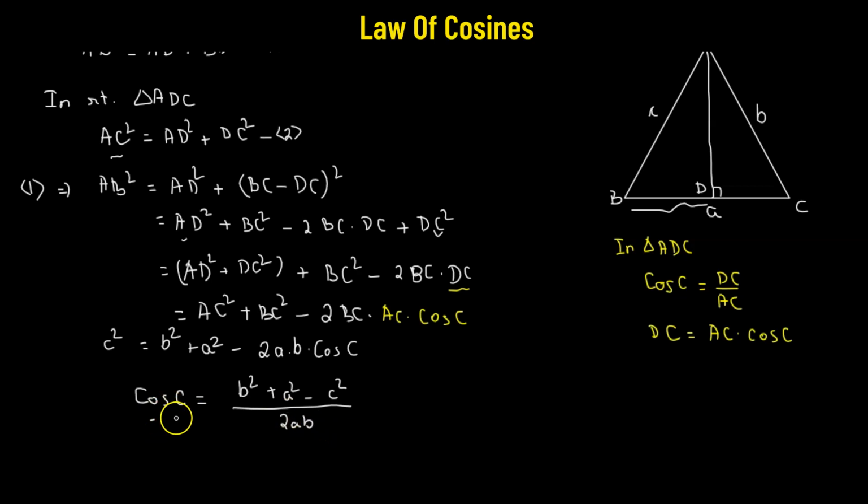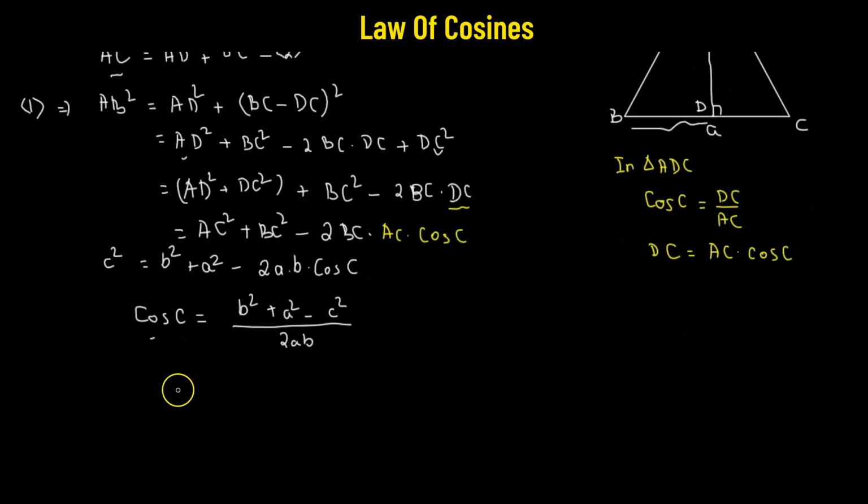So here we have defined the cosine of angle C. Similarly, we can use this method to find the value of the cosine of the other angles, which I'm leaving as an exercise for you to try out. So let me write it down.